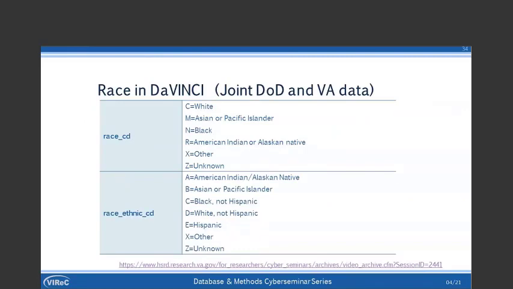Data on race is also available in DaVinci, which is joint DoD and VA data. That will use a similar classification as our VA data, although the Asian and Pacific Islander will be contained in a single category, and there's also an other category. In addition, there is a combined race ethnicity variable, which prioritizes Hispanic ethnicity as its own category. And so then we see, like, white not Hispanic and black not Hispanic for those who are not classified as Hispanic.